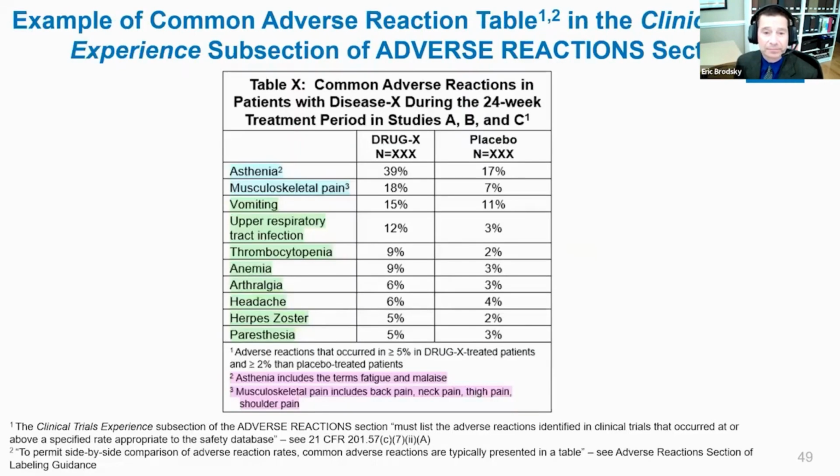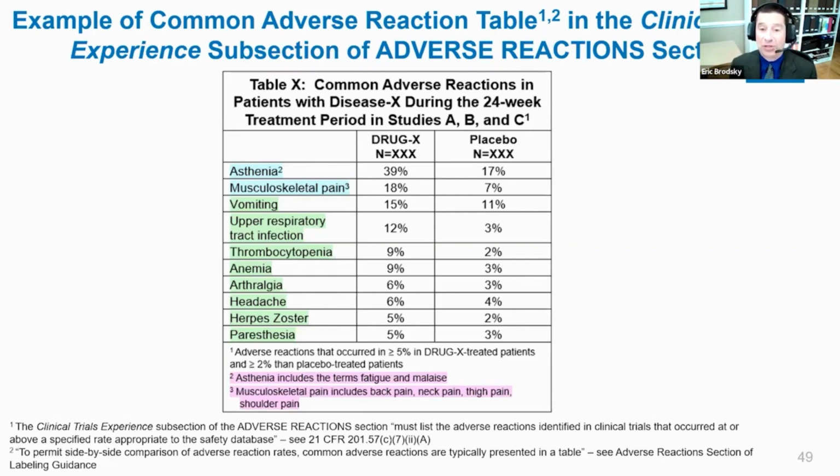Next slide, please. So this is a fictitious example of a common adverse reaction table that is included in subsection 6.1, clinical trials experience subsection in the adverse reaction section. I should note that it is required in the clinical trials experience subsection to identify adverse reactions that occurred above a specific rate. And according to our guidance, we say that it's reasonable to include this in a table for improved presentation. So let me orient this table to you.